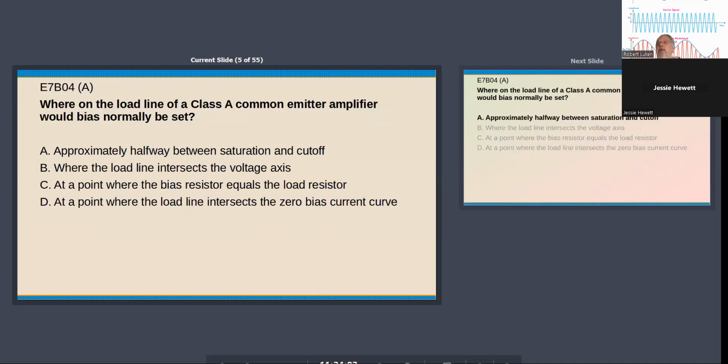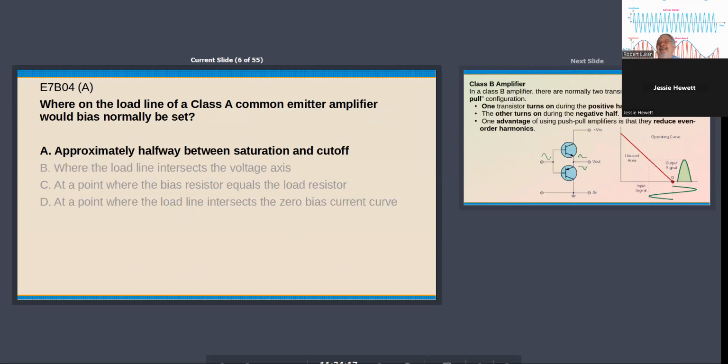So where on the load line of a Class A common emitter amplifier would bias normally be set? You just said that. Yeah, the lack of sound like. I was seeing if you paid attention. Oh. Can I leave now then? Take it?